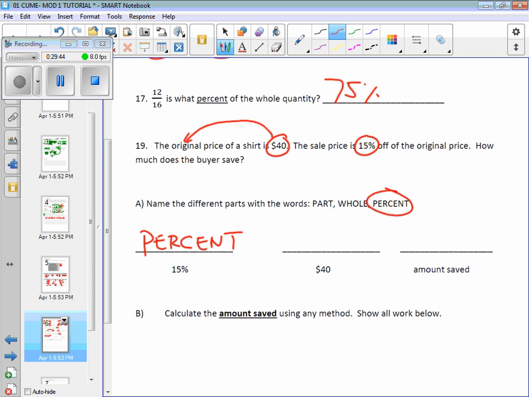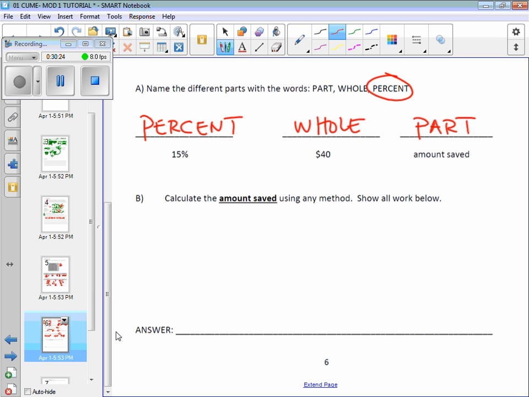If they told you that the discount price was 40, that's part. That's not the entire amount. The entire amount is the full price. So they're telling you that the original price, the full price, is 40. So that's going to get the label whole. Therefore, we're trying to find the part. What is he saving? And now we're going to set it up and find out what that savings is.